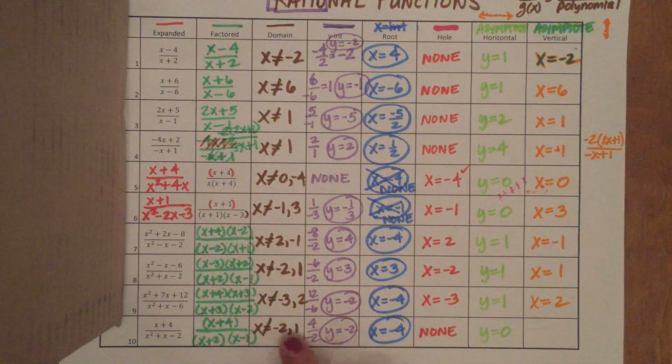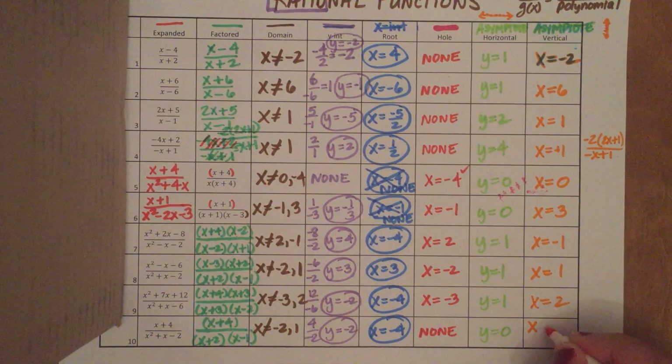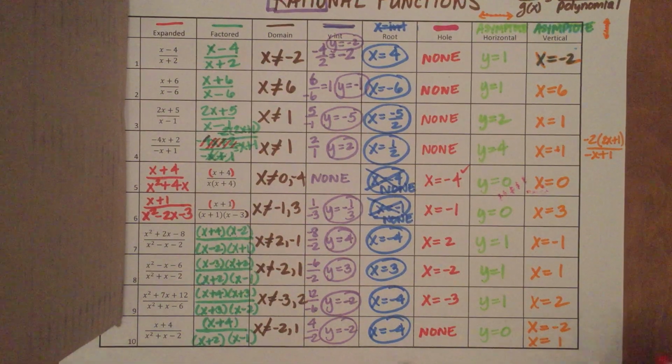And then on the last one, you have -2 and 1. Those are the two values that made the denominator 0. You didn't have any holes, so that means you do have two asymptotes. You have an asymptote at -2, and an asymptote at 1. And that is how you find the vertical asymptotes.